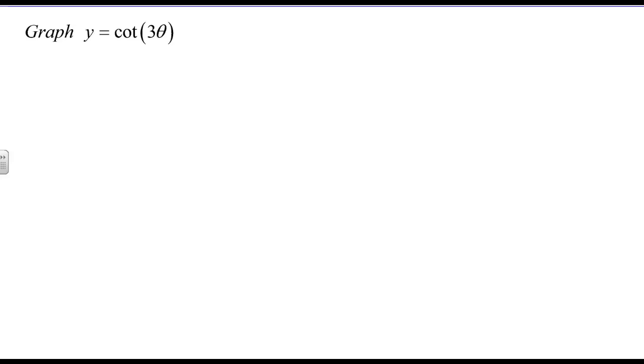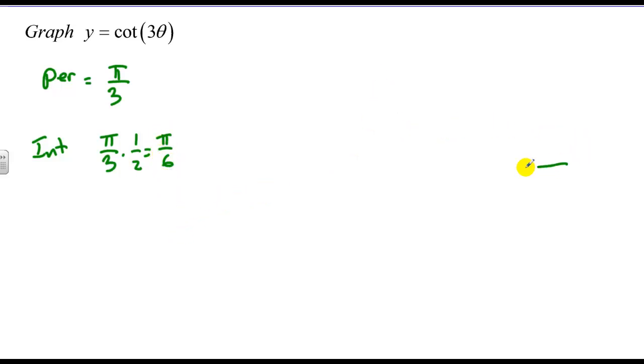We'll graph the cotangent. Period in this case is equal to pi over k, or 3 in this case. And if I want my intervals, again, since it's cotangent, I take my period and divide by 2, which is like multiplying by 1/2, which gives me pi over 6. So again, I start at 0, I move over pi over 6, and 2 pi over 6 is pi over 3.